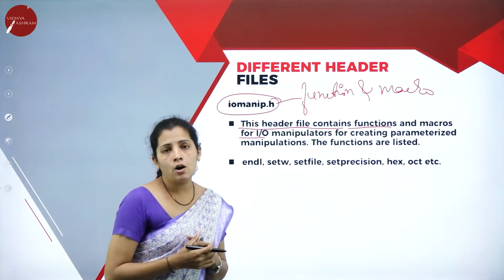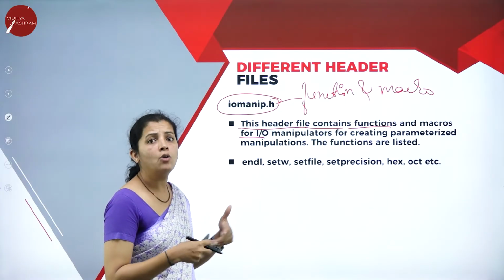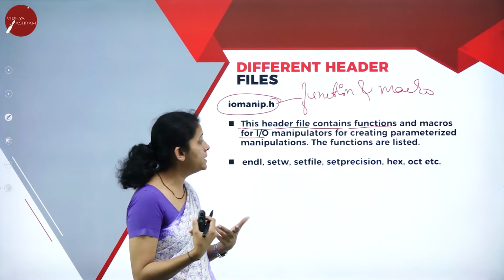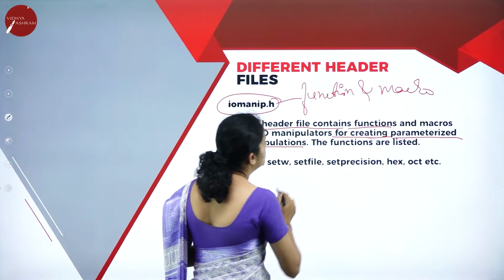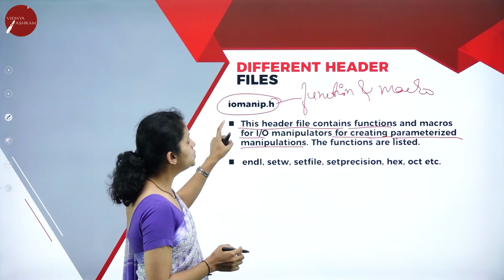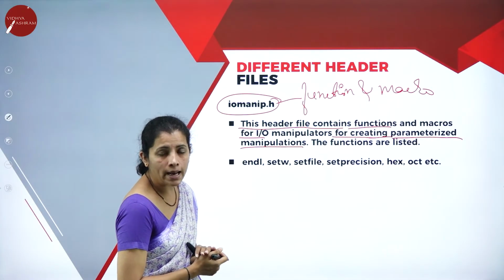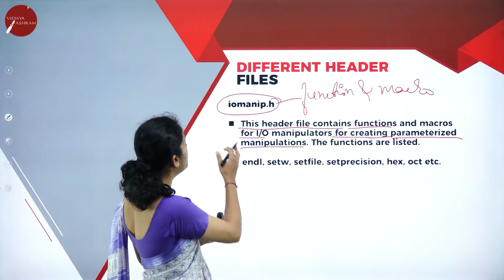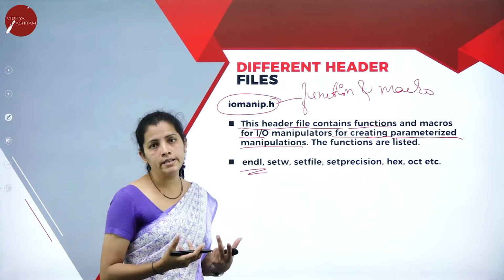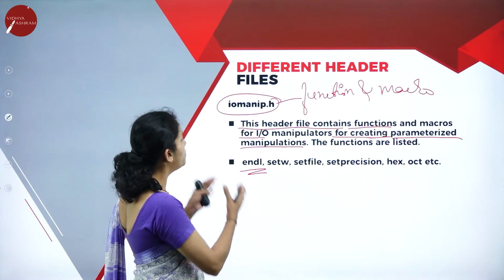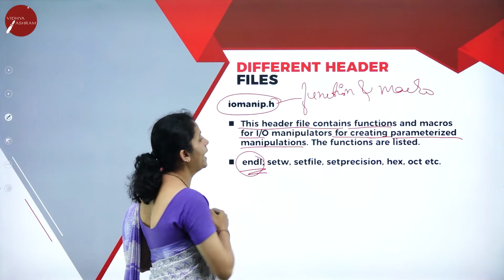Input-output manipulation means how to read the data and how to display the data. For creating parameterized manipulations, it's mainly used to perform input-output manipulation. It includes functions as well as macros. And what are the functions supported by iomanip.h? That is endl. What is the need of endl? If I want to print the output on the next line, I can use endl.